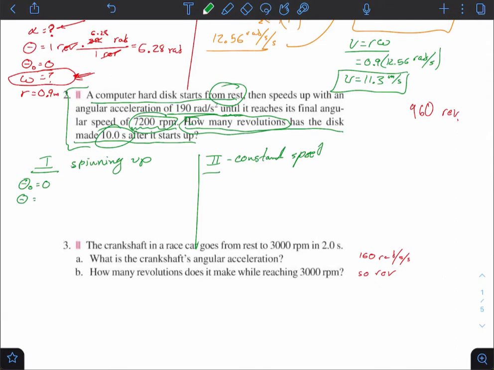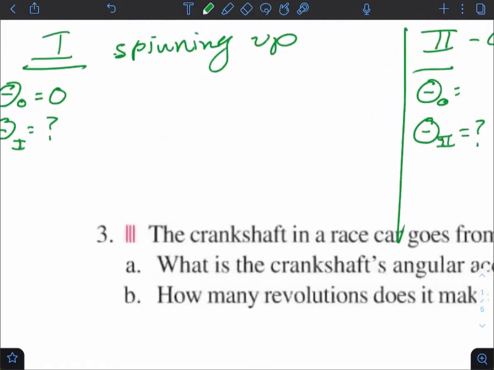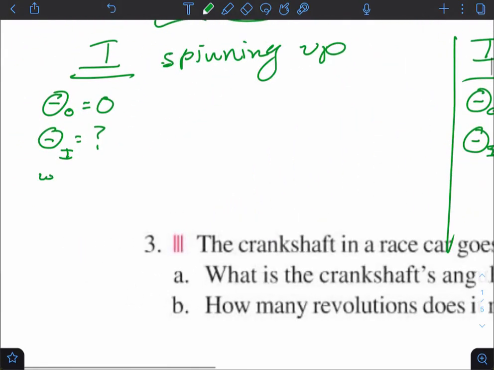And I think what I'm going to do is find how far it spins up during phase 1 and how far it spins up during phase 2 and add those two positions together. And I'll show you the two different ways that you can approach this. We know that the initial angular velocity is 0 during phase 1. The final angular velocity is 7,200 RPM, or revolutions per minute.